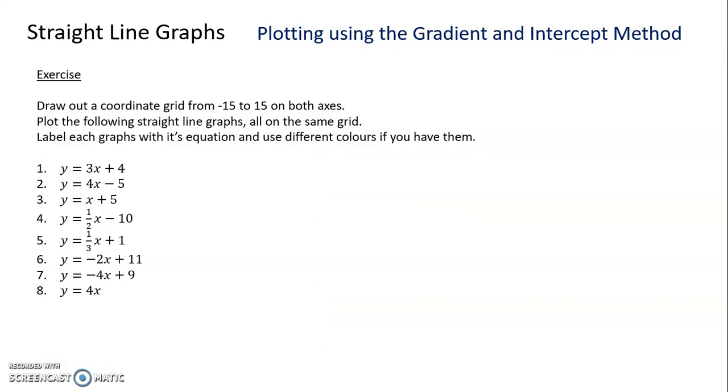Okay, so your task for today, pause the video, draw out a coordinate grid from -15 to 15 on both axes, and then try and plot the following straight line graphs. You can do it all on the same grid using the gradient and intercept method. You can label each graph with its equation so that you know which one's which when you come to mark next lesson, and use different colours if you've got them, because it will just make it a little bit clearer.